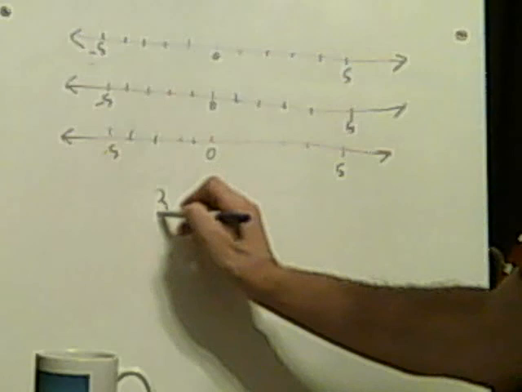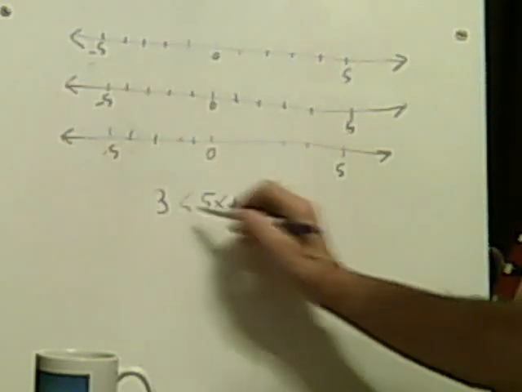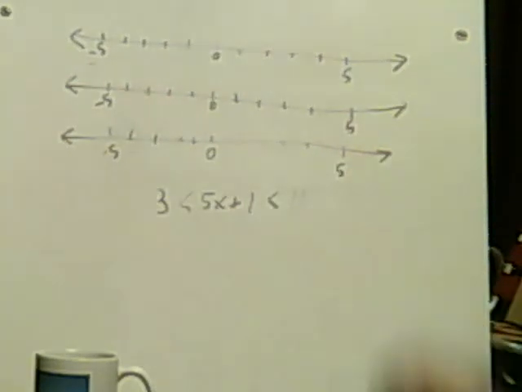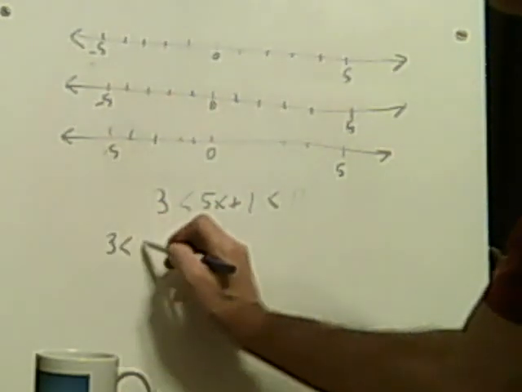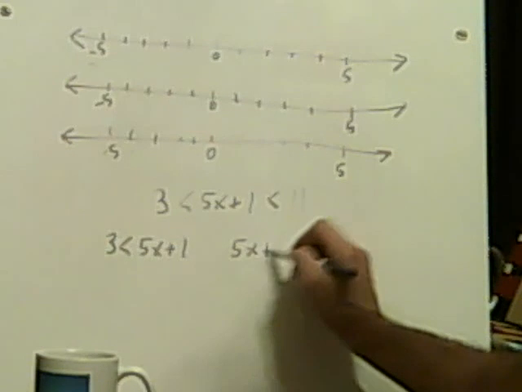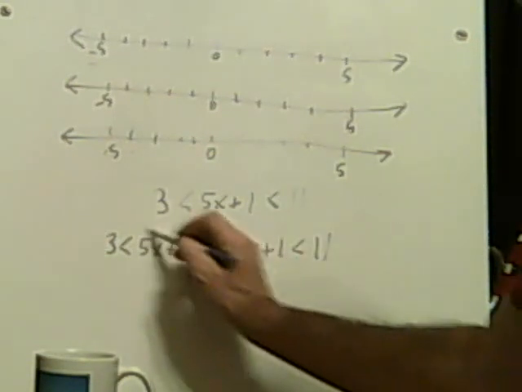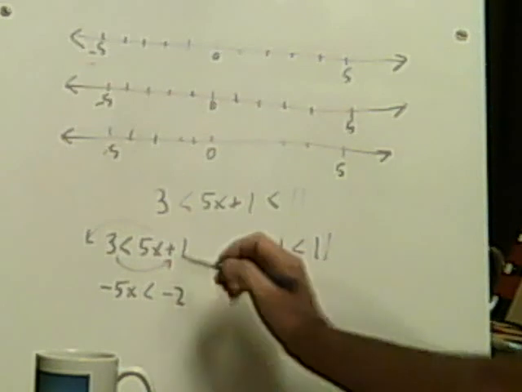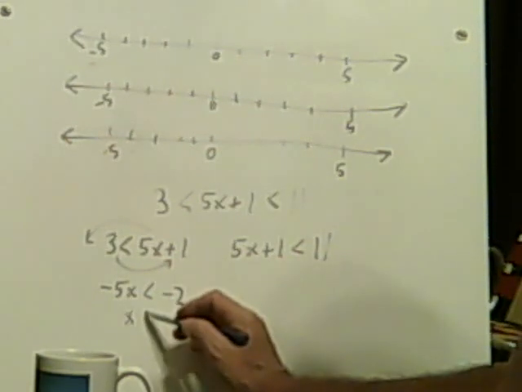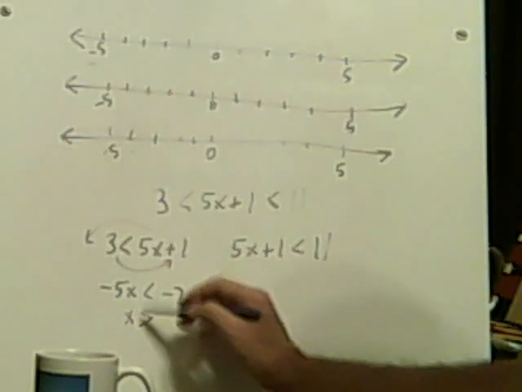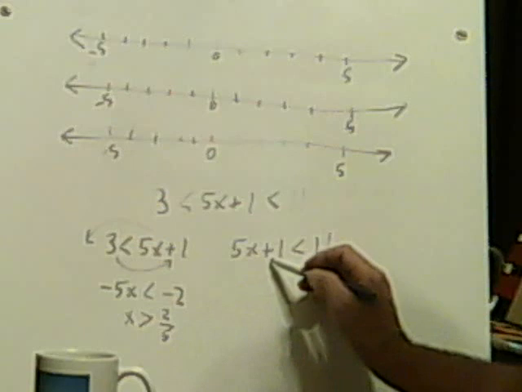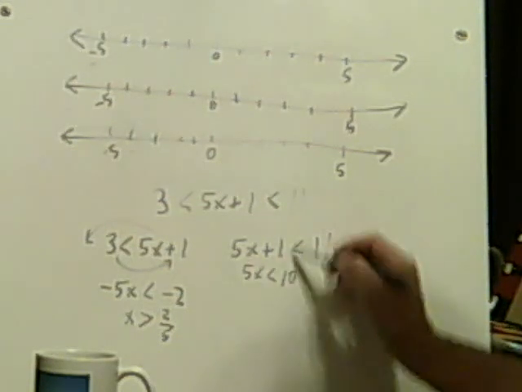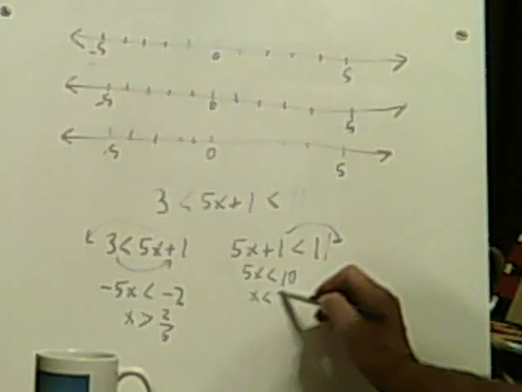That's number 50. Okay, and that says 3 less than 5x plus 1 less than 11. So let's do this as two separate ones. I think that's really the best way to do it. We're going to move the 1 over, and we're going to move the 3 over. We've got -5x less than -2. That's 1 minus 3. Then we're going to get x, instead of less than, it's going to be greater than. It's going to be -2 divided by -5. That's just 2/5. And on this one over here, it's going to be 5x less than 10. That's what happens when we bring that over, and that's x less than 2.